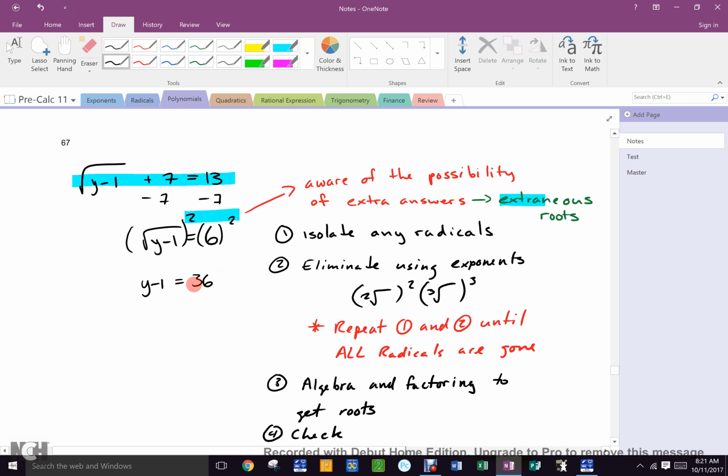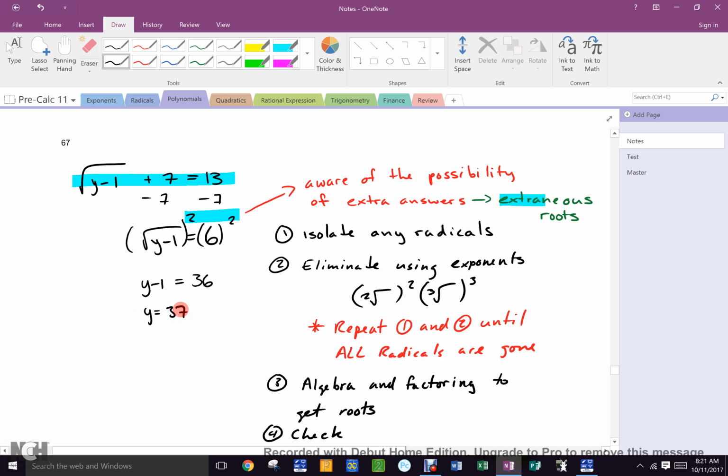So, we are at a point now. Are all of our radicals gone? Yes. Is there any factoring I can do right here, where the red dot is? Is there any factoring there, or is this just an algebra situation? It's just algebra, right? What are you going to do with that negative 1? Add 1. So y is going to equal 37.